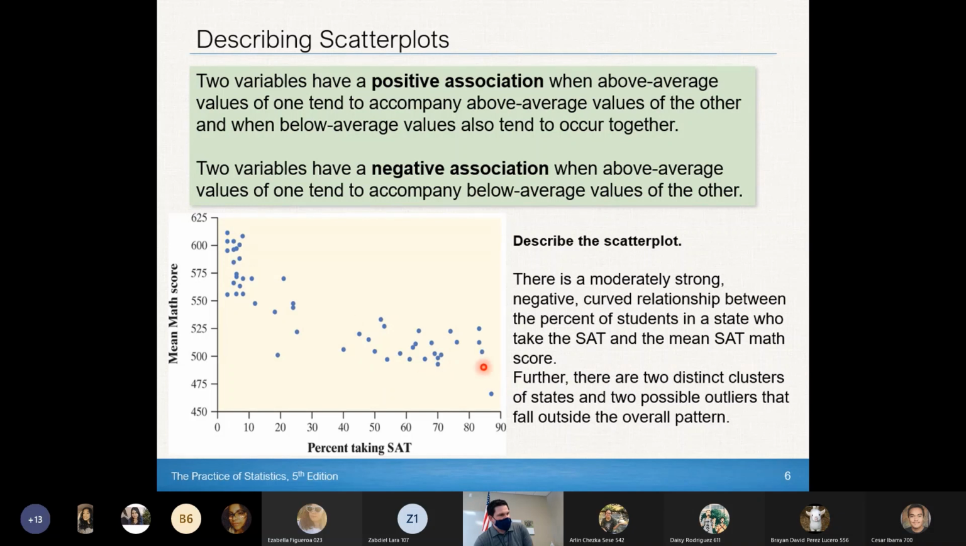And we see our distinct clusters here. We've got an outlier here and possibly an outlier over here. Okay. So this is how we can describe a scatter plot. The strength: moderately strong. Direction: negative. Form: curved. We could have linear if these were more straight in their pattern, but in this case, it is curved.